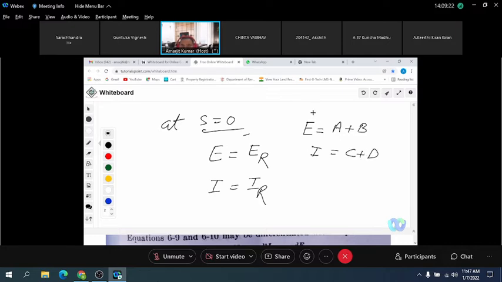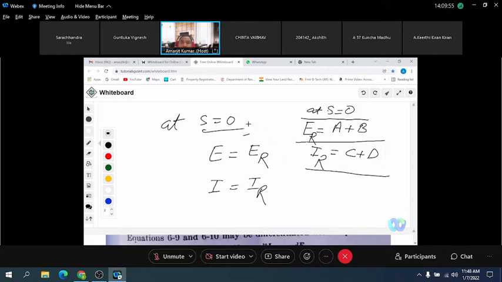When you put S is equal to 0, E becomes ER. So ER is equal to A plus B. IR is equal to C plus D. Is it correct or not? ER is equal to A plus B, IR is equal to C plus D. Receiving end current, receiving end voltage.